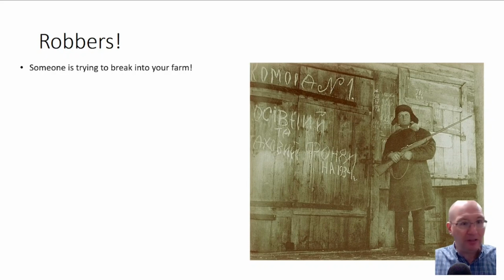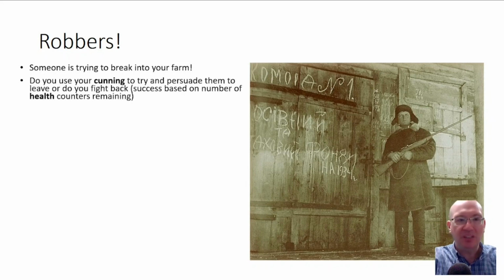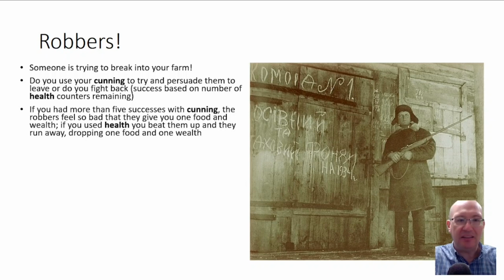So I say, okay, now someone is trying to break into your farm. Do you use your cunning to try and persuade them to leave, or do you fight back? And I tell them, if you fight back, your success is based on the number of health counters remaining, right? So people can make a conscious choice, can say, we're healthy and there's a lot of us, let's fight back. Or they could say, we're not very healthy, let's go for cunning. And then I have them roll that many dice and tell them the results. And notice, I have different results based on whether they use cunning or health.